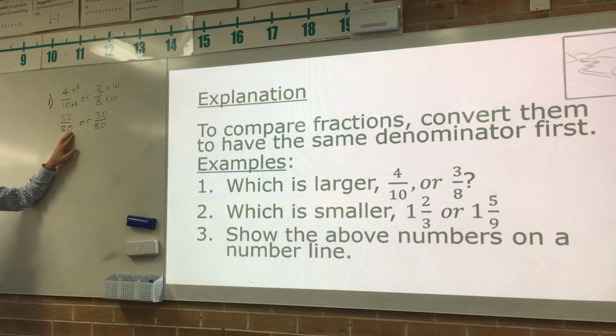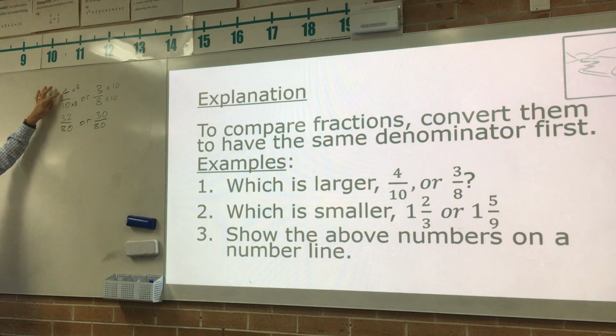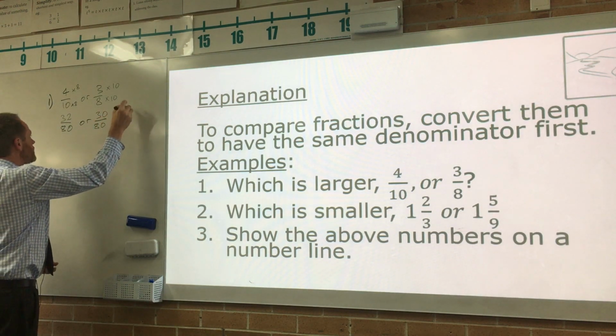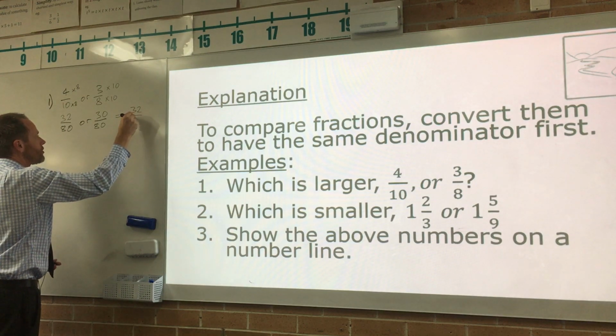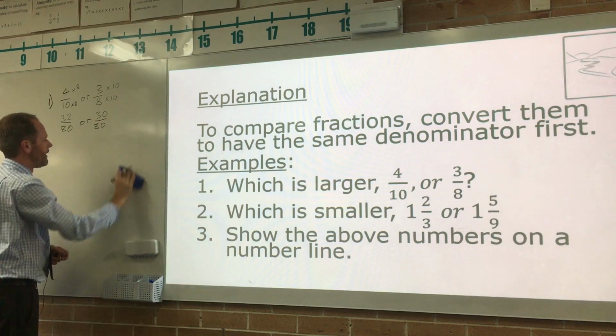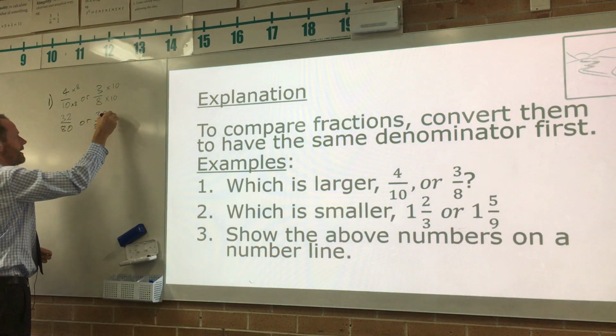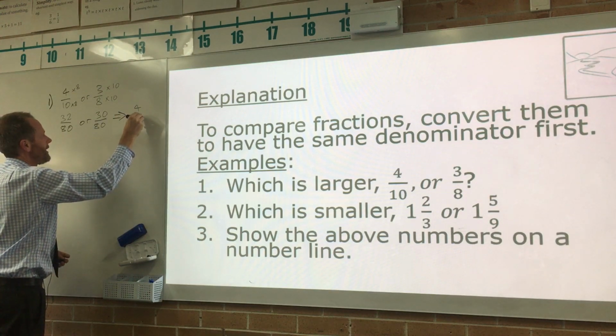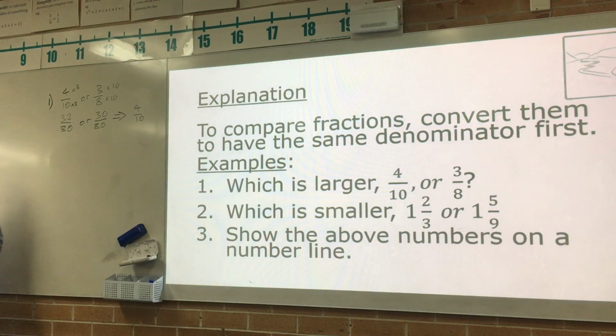Well, it's actually 32 over 80, or 4 over 10, that is the larger fraction. So, let me actually write it slightly differently. The answer for this one is, therefore, 4 over 10 is larger. That's that first one. What about question 2?